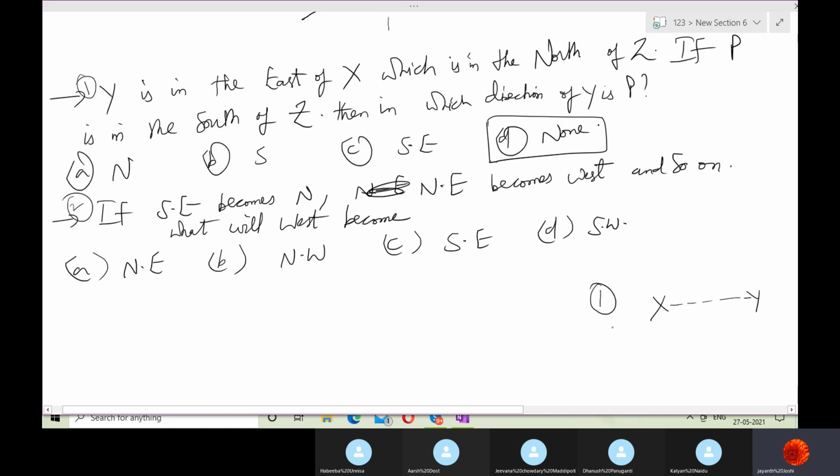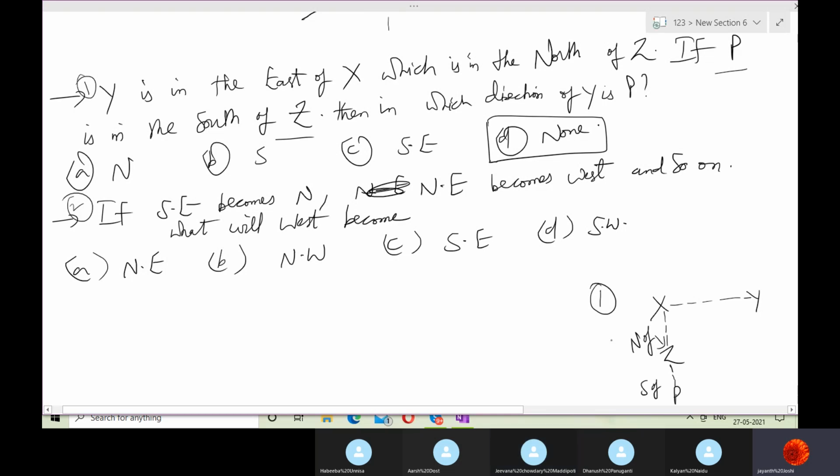One more twist in the tale: if P is in the south of Z, that means if I take Z here, P is in the south of Z, correct? And what did they say? Y is in the east of X, which is north of Z. So X is north of Z, correct or wrong? Correct. And P is in the south of Z.